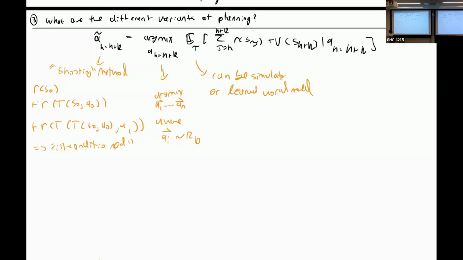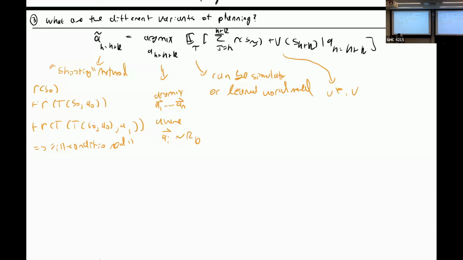Maybe the last thing I'll note about this objective is that I've been very vague about what this V is. If this is V star, that sounds really nice, right? I know the optimal cost to go from this point, but that's kind of hard to get.